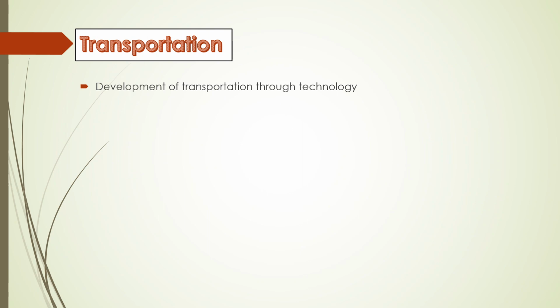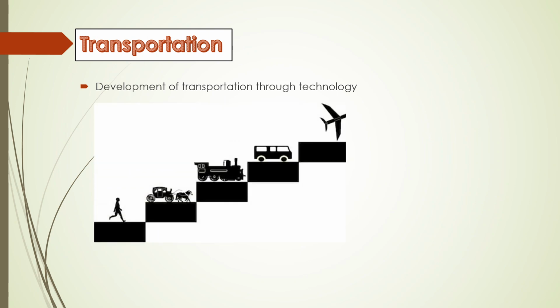So now we will move to transportation. So the development of transportation through technology. You can see transportation in your book, page number 41. So at the early age, people went on their journeys on foot. Later they used animals. And with the invention of the wheel, people were motivated to use different types of vehicles. So it has developed up to the most sophisticated vehicles at present.